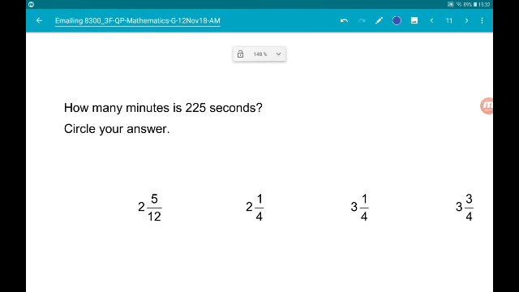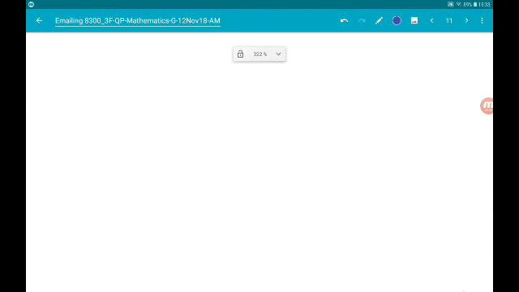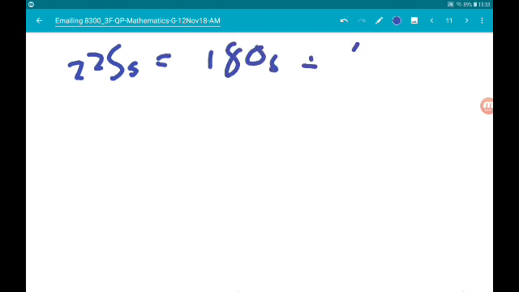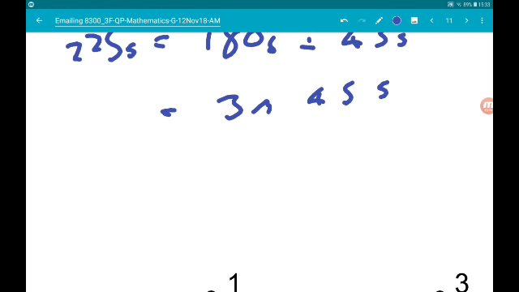Question 12. How many minutes is 225 seconds? Okay, so 1 minute is 60 seconds. So going up in the 60s, we get 60, 120, 180, 240, too big, go back. So we can say that 225 seconds is 180 seconds, add 45 seconds, which is 3 minutes, 45 seconds. Now 45 seconds is 45 out of 60 of a minute. So it's 3 and 3/4 of a minute. Cool.